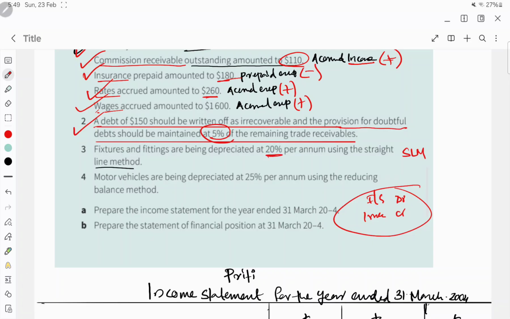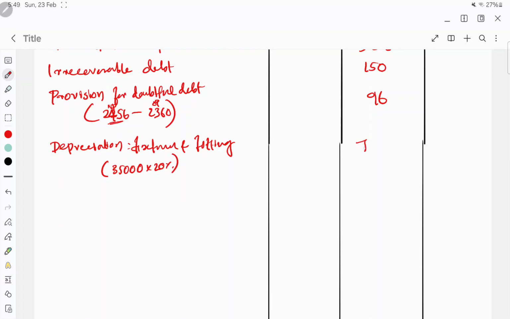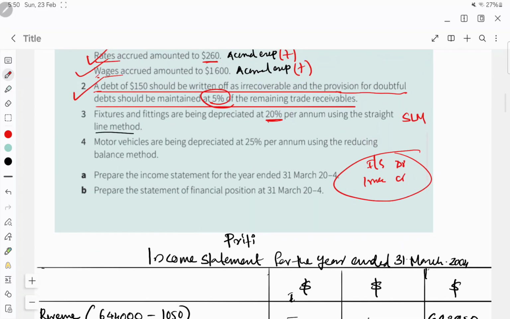So it will be 20% of 35,000. Write here as an expense, depreciation on fixtures and fittings. It is using the straight line method, so it is 35,000 into 20%, which gives you 7,000. Next is depreciation using the reducing balance method.